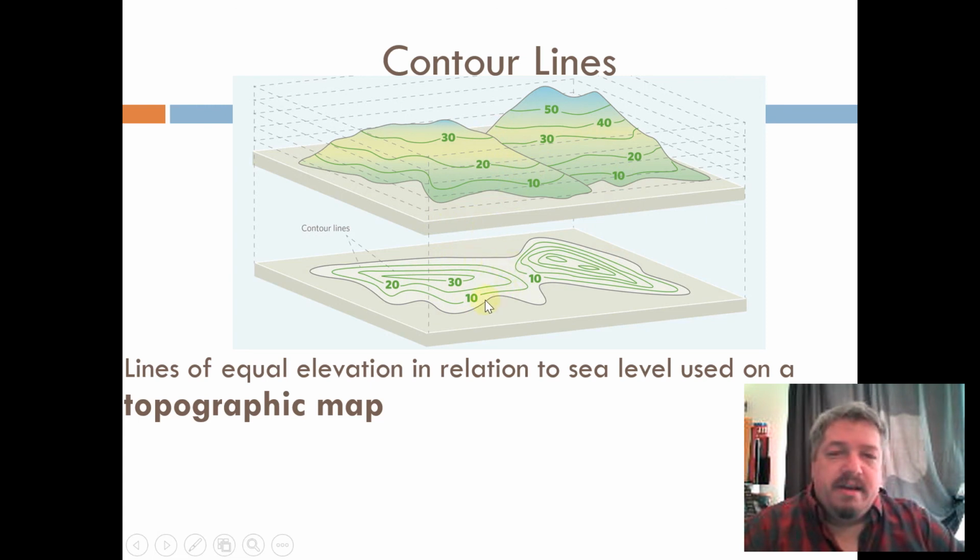We usually indicate this as, say, 10 feet above sea level, or in our case in Chicago, 580 feet above sea level. Sea level is usually considered 0 around the world.